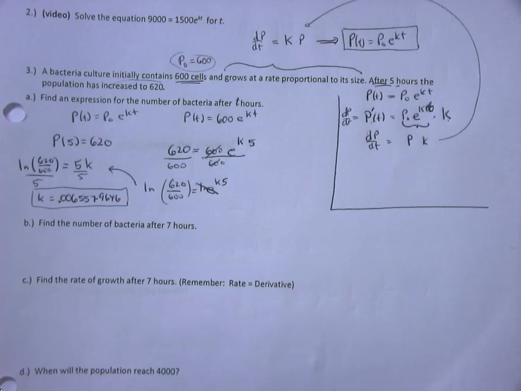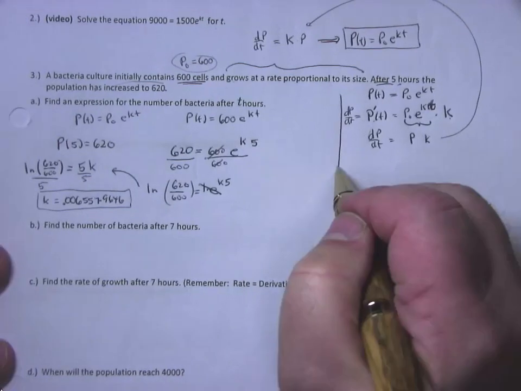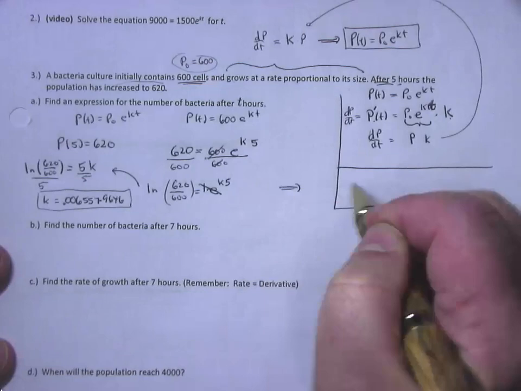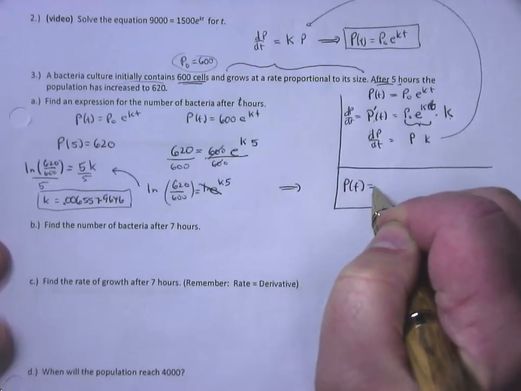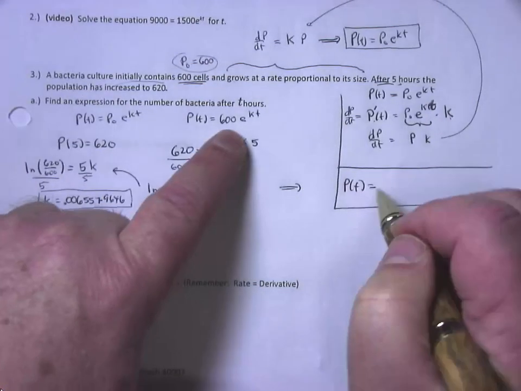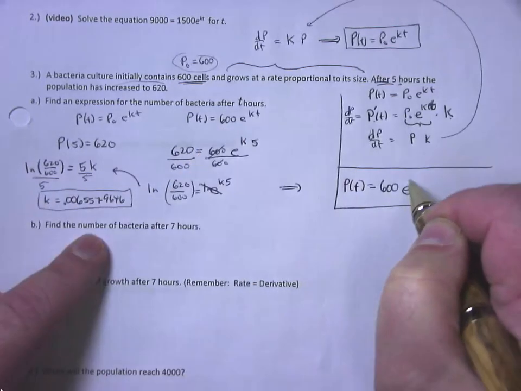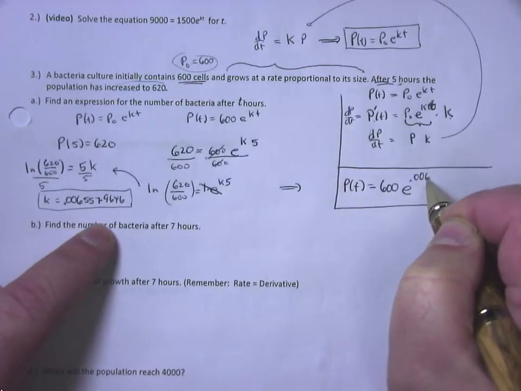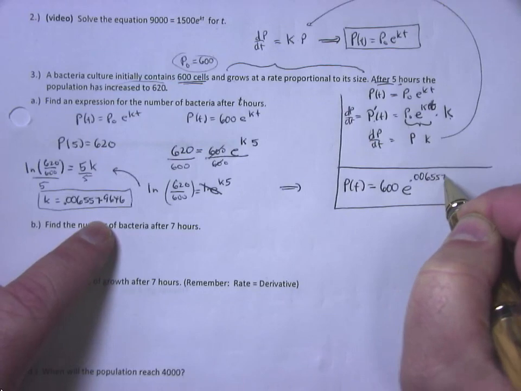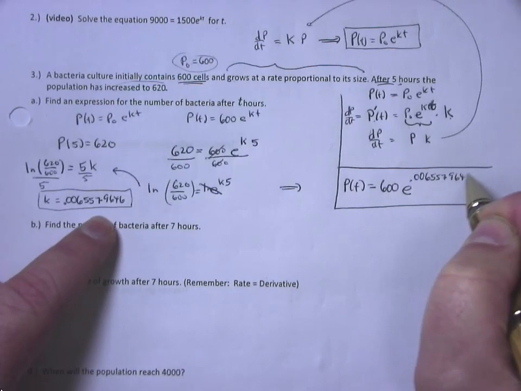So therefore, what is the answer to the problem? What is my modeling equation? Because you got to get this, because if you don't get this, the rest of these points will never be added to your test grade. So, here we go. P of t equals P naught. What was P naught? 600. E to the k, which is 0.00655799646t.